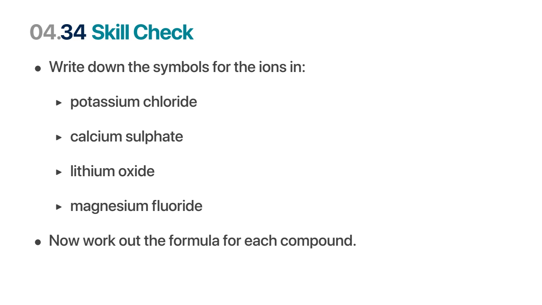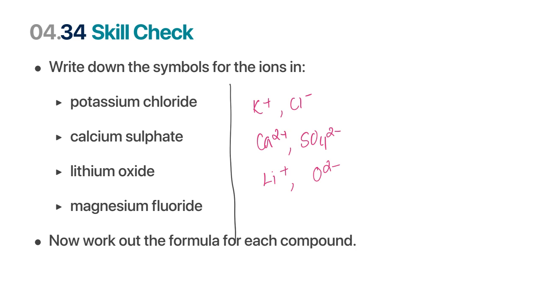All right, write down the symbols for each of these ions and then work out the formula for each compound. Let's try doing that. Let's make a neat line over here like this. Potassium chloride would be K plus and Cl minus. Calcium is 2 plus, SO4 2 minus. Lithium would be just plus, right? It's in group 1. And oxygen would be 2 minus. Magnesium would be Mg 2 plus with fluorine with a minus charge.